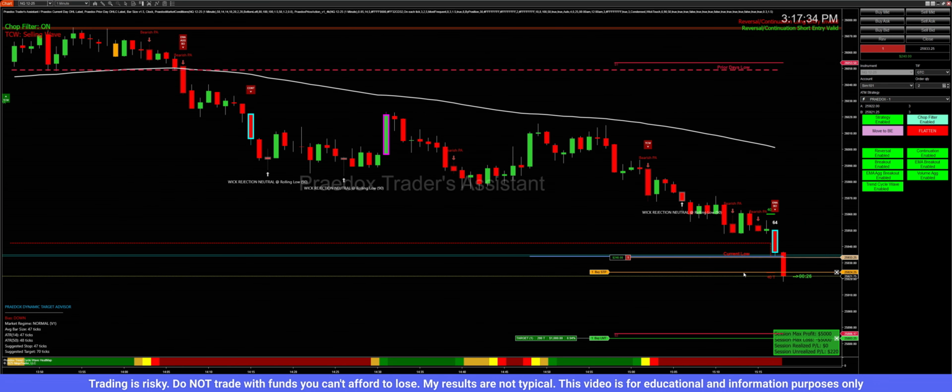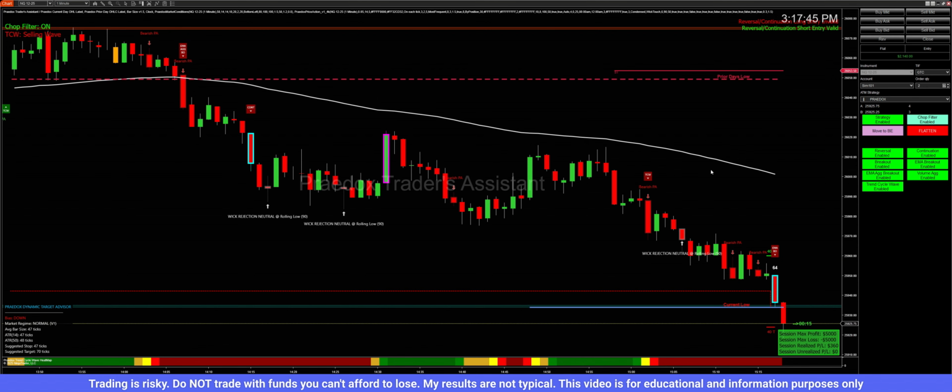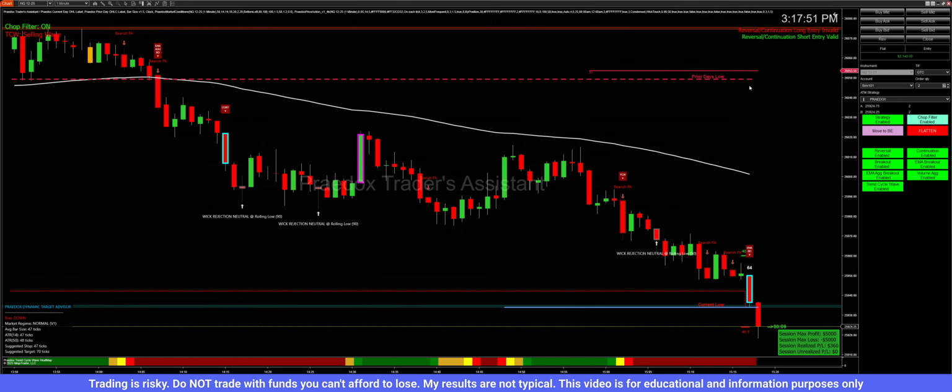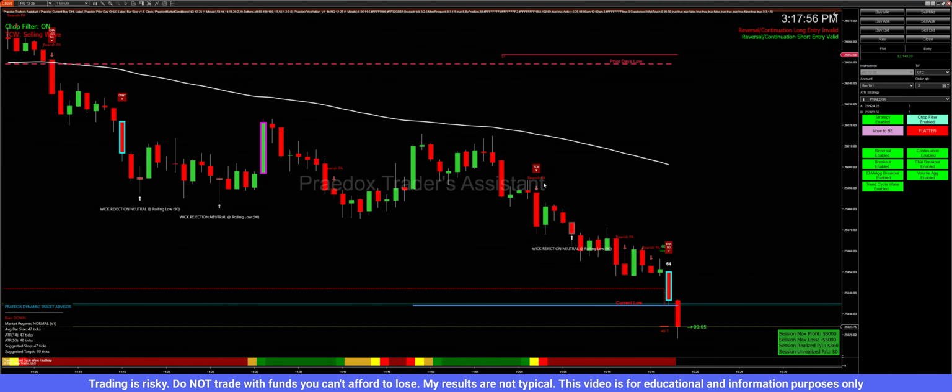Here's a real good example of how you use Praedox Trader's Assistant with price action. Stop filled. Okay, so there you go. Total for the day on this. We're just testing this out, so I'm using sim, but you get the idea, right? So here's a great real-time example.